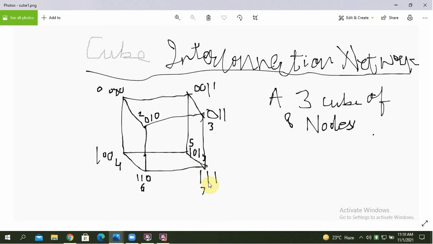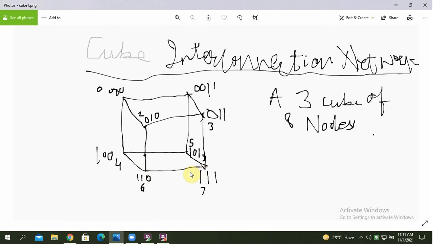Horizontal lines differ in the least significant bit position. The horizontal lines are 0-1, 2-3, 4-5 and 6-7, where the least significant bit changes from 0 to 1. So, vertical lines connect vertices whose addresses differ in the most significant bit position, diagonal lines differ in the middle bit position, and horizontal lines differ in the least significant bit position in the cube interconnection network.